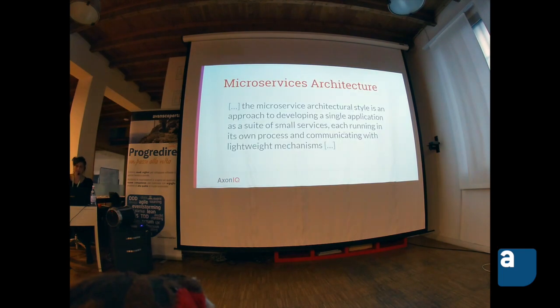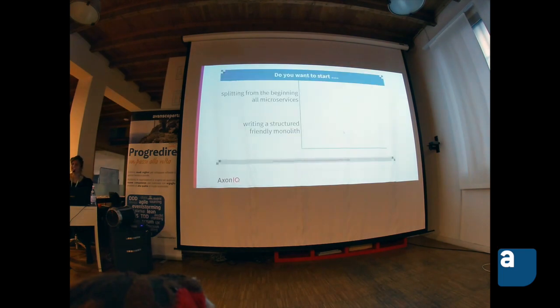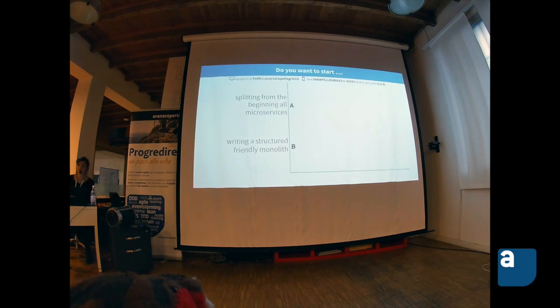Oh, sorry, but I need to know now if it's better for me to start splitting my application immediately into several microservices, or to start writing a monolith that is well structured and that can be divided in the future into several microservices.